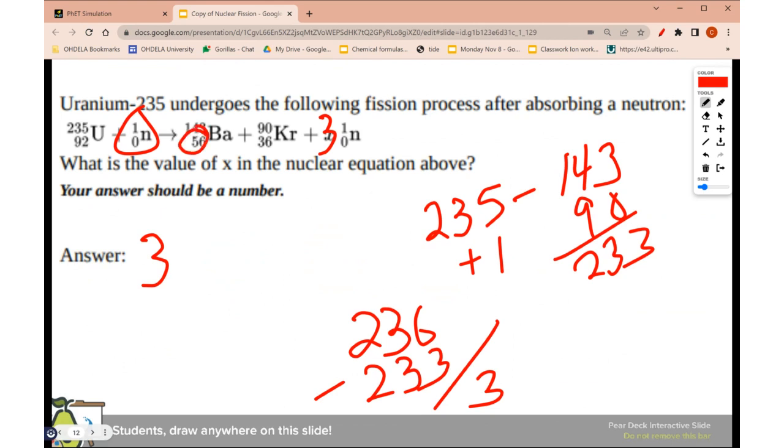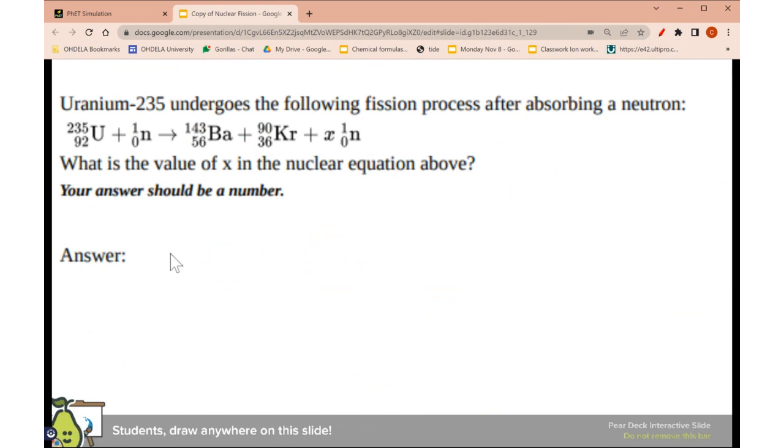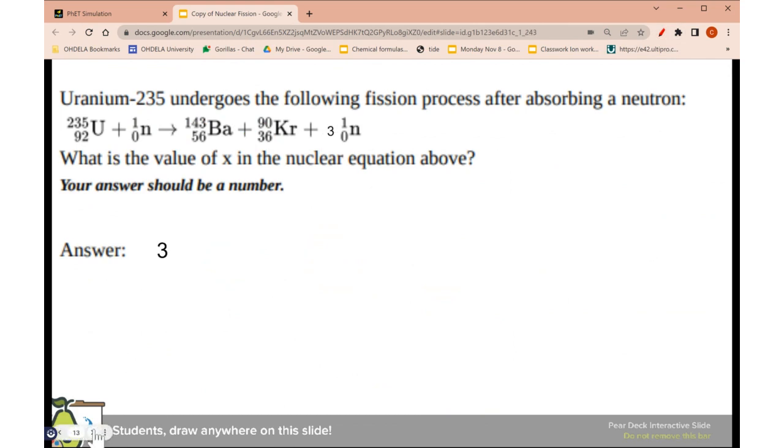Now notice that 56 and 36 come up to 92, so that's conserved. The mass here is changed. All right, so there's 3.